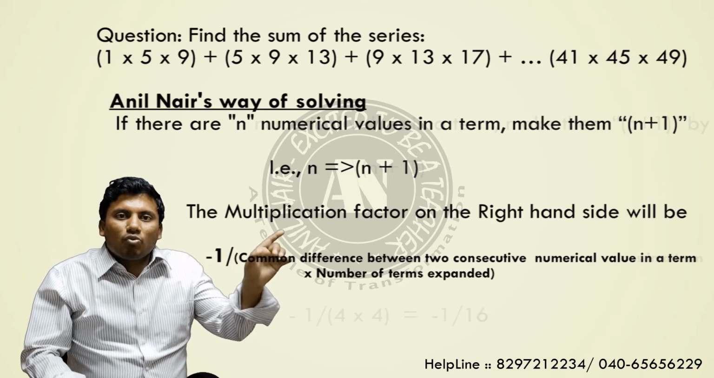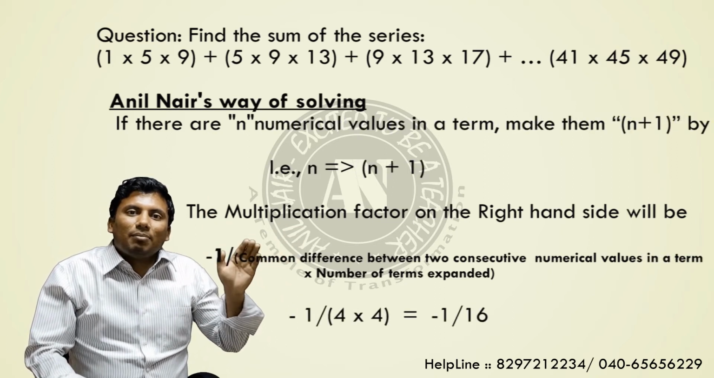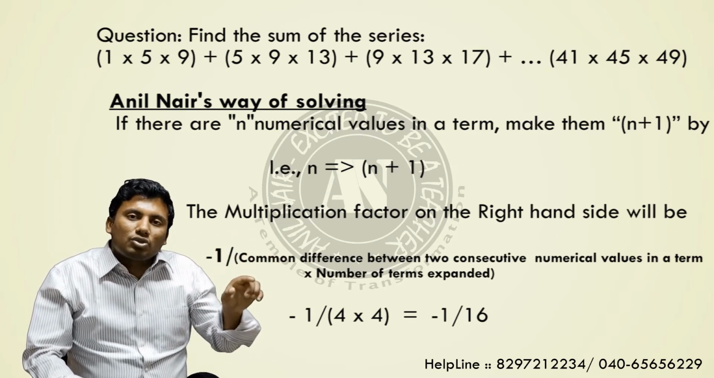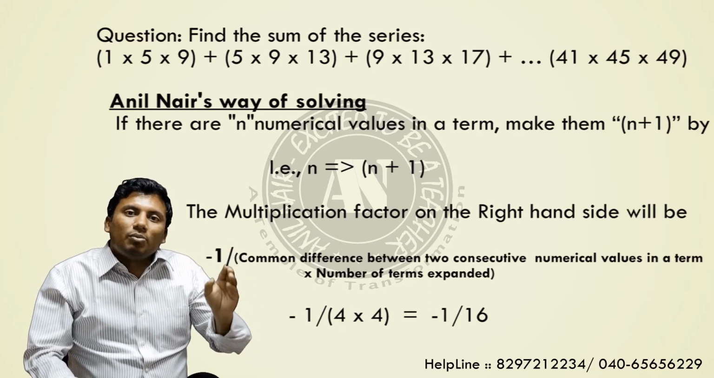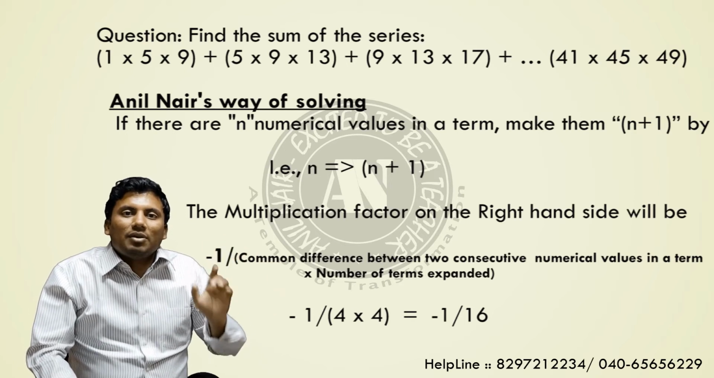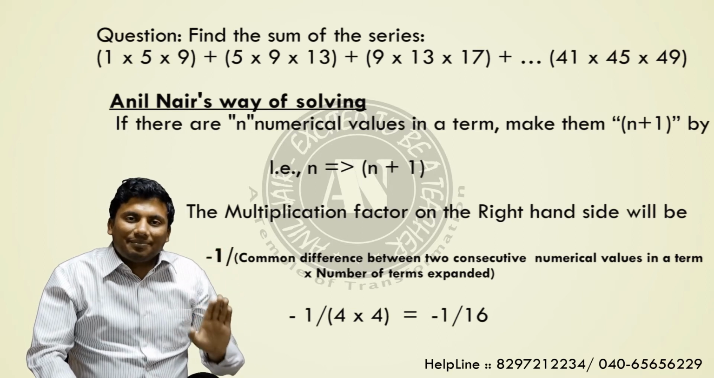So it will be 1 by 4 into. That 4 is the number of numerical values in the right hand side. 1 by 4 into another value, that will be the difference between the numerical values. What is the difference between 1, 5 and 9? 4. So the right hand side multiplication factor will be 1 by 16.